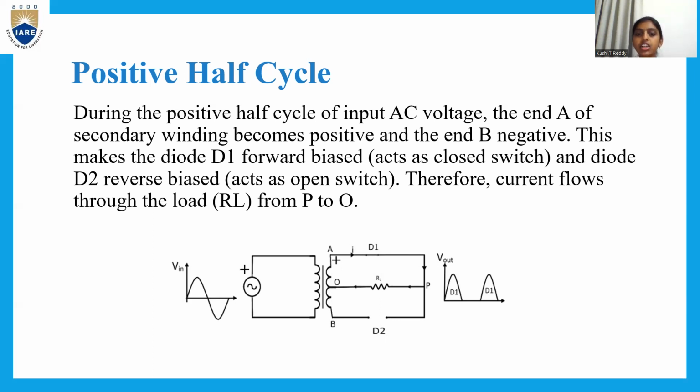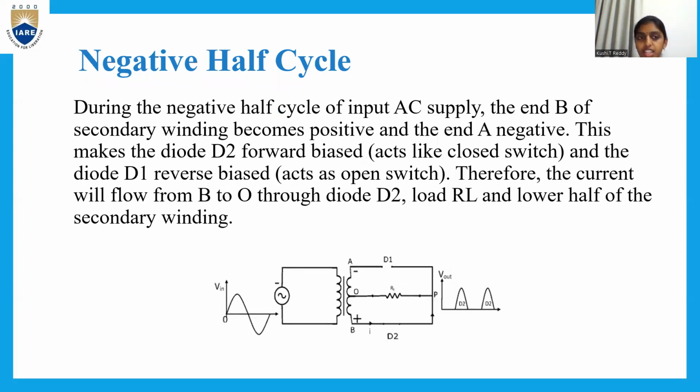As you can see in the picture, during the positive half cycle, end A is considered the positive end and end B is considered the negative end. Diode D1 is forward biased, so it acts as a closed switch, and diode D2 is reverse biased, so it acts as an open switch, and the current flows only through the load resistance, that is from P to O as mentioned in the figure.